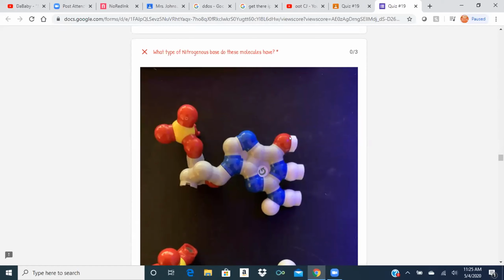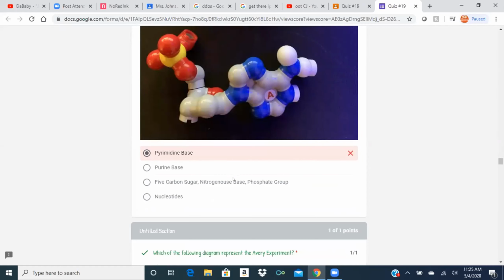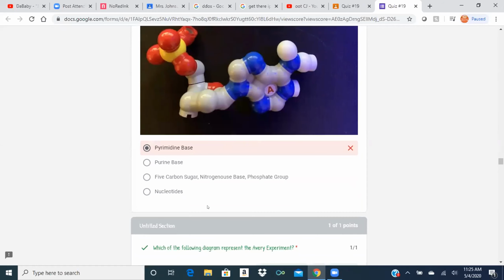What type of nitrogenous base do these molecules have? Is it the 5-carbon sugar, nitrogenous base, and phosphate? That's what a nucleotide is. Those are the 3 parts, but it's either purine or pyrimidine. I'm pretty sure I didn't pronounce it right. No, you did good.